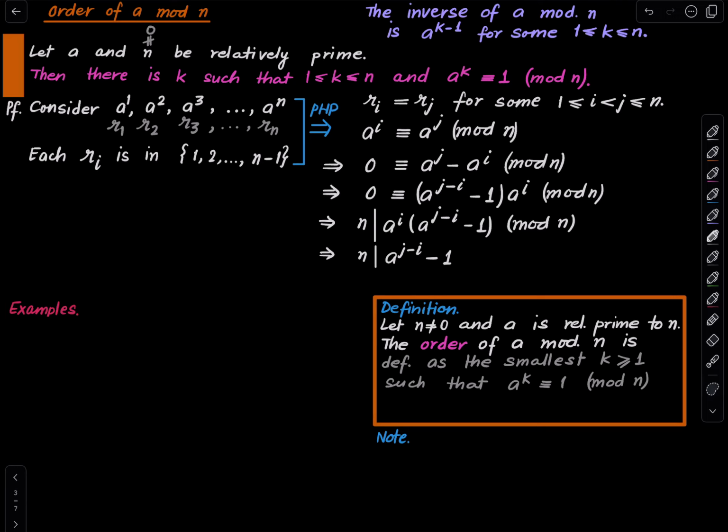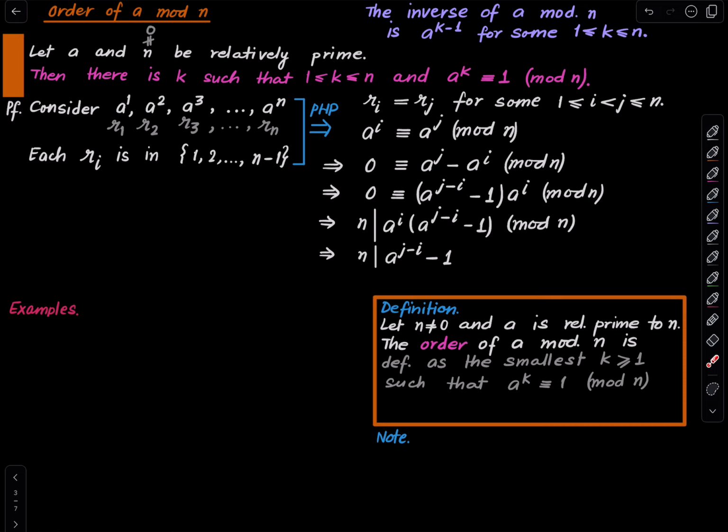Okay. Why should such a k exist? Well, we know that there is at least one k which satisfies this congruence. So we just say that the smallest one is the order. If there is one positive integer that satisfies the property, there is a smallest positive integer that satisfies that property. The well-ordering principle, if you will.